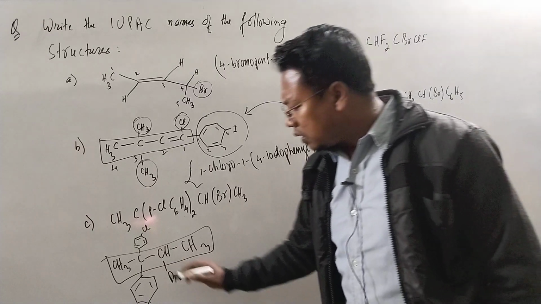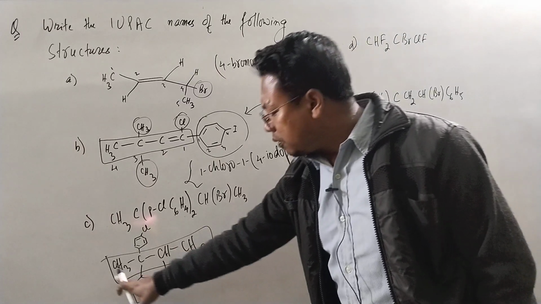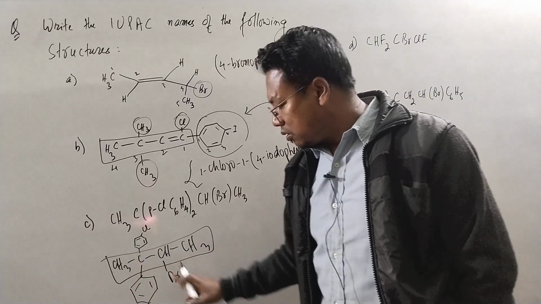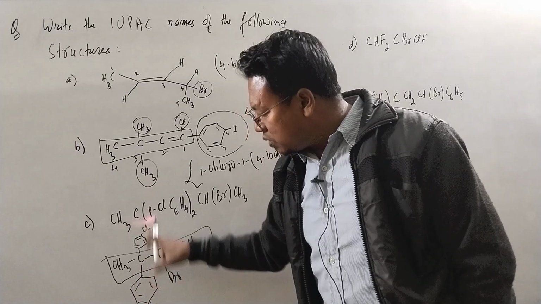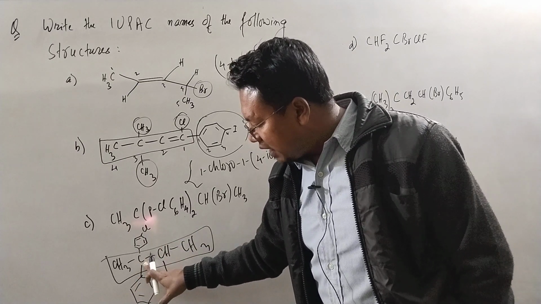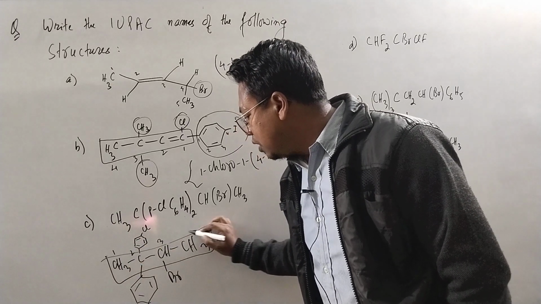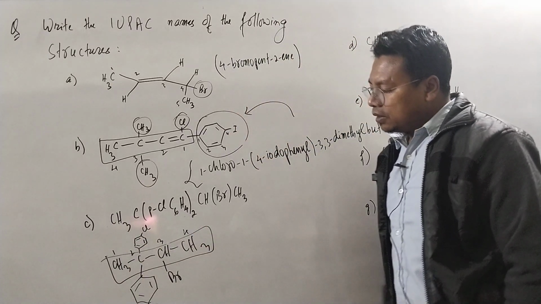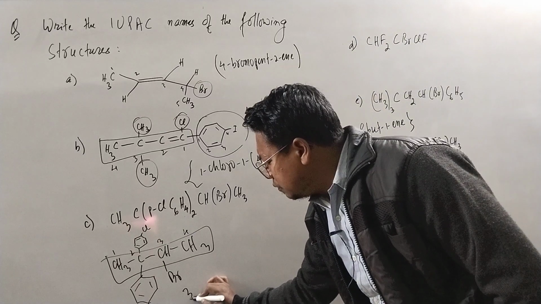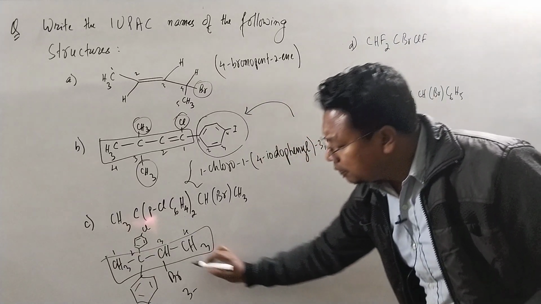Then numbering must be started from this side, because two side chains are attached to this second carbon atom. 1, 2, 3, 4. Then the name will be 3-bromo.